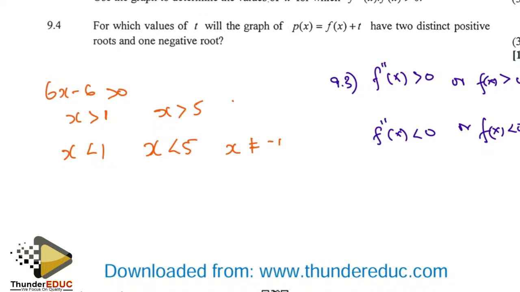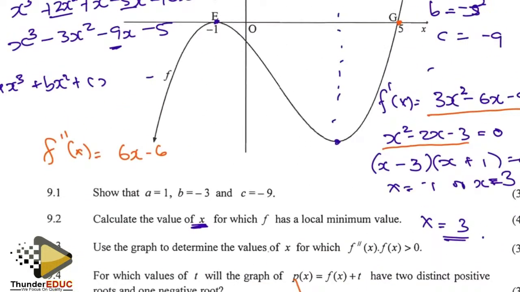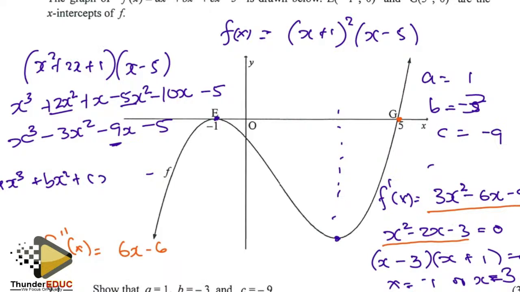Question 9.4: for which values of t will this have two positive distinct roots and a negative? Which means this graph needs to be moved. Okay, so the t is just a vertical shift. So this is going to be negative 5 from f, if x is 0 everywhere. And that's going to be negative 5.